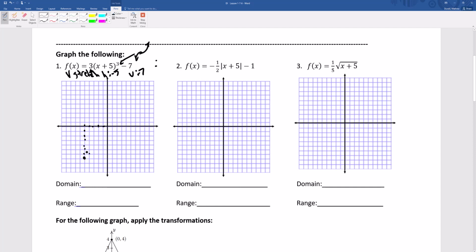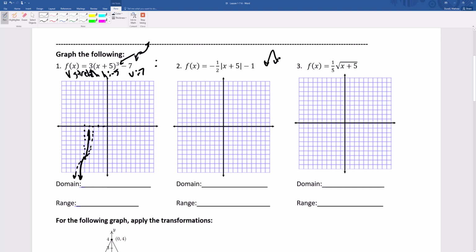And then normally the graph looks like that, but there's a stretch. So this gets pulled, that gets pulled. So it looks a little like it's increasing quicker. And then for absolute value, it's going to go upside down because of the negative.